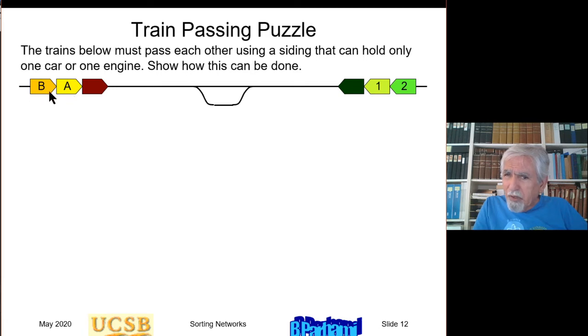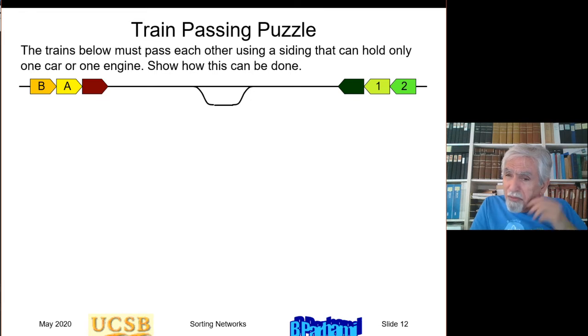Okay, the yellow-orange train going from left to right. So the dark colored boxes are the engines. Our objective is to allow the two trains to pass each other so that the green train continues on the track and then the yellow-orange train also continues on the track to the other side, having passed each other. And I have only this siding to work with, which holds only one car. Okay, this is a challenging puzzle.